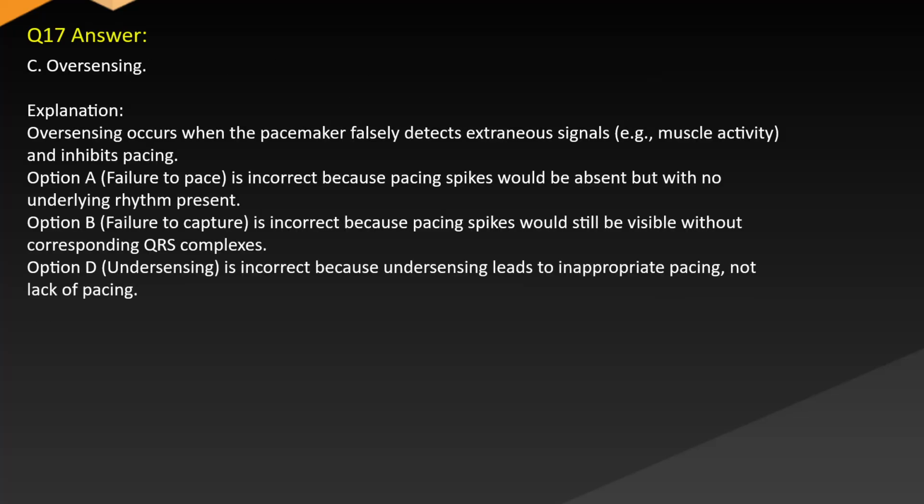Answer: C. Oversensing. Explanation: oversensing occurs when the pacemaker falsely detects extraneous signals, e.g. muscle activity, and inhibits pacing. Option A, failure to pace, is incorrect because pacing spikes would be absent but with no underlying rhythm present. Option B, failure to capture, is incorrect because pacing spikes would still be visible without corresponding QRS complexes. Option D, undersensing, is incorrect because undersensing leads to inappropriate pacing, not lack of pacing.